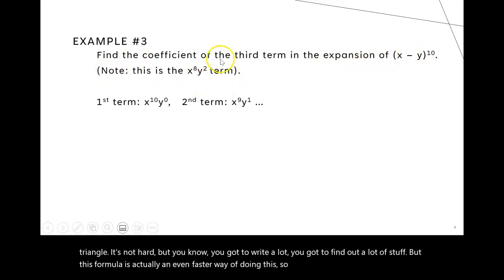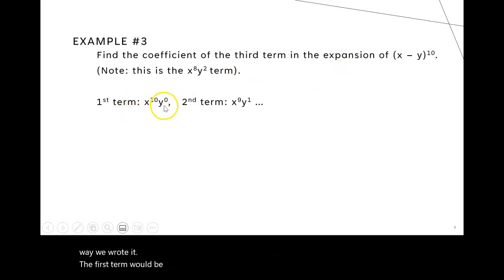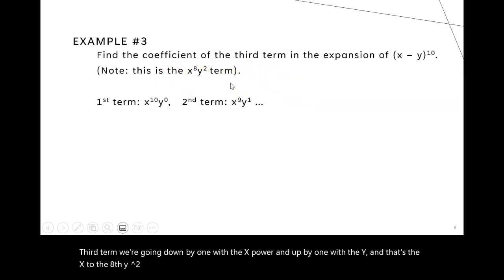So by the way, notice that the third term is the x^8 times y^2 term if we think about our expansion. So remember the way we wrote it. The first term would be x^10 times y^0. Second term, x^9 times y^1. Third term, we're going down by 1 with the x power and up by 1 with the y, and that's the x^8 y^2.